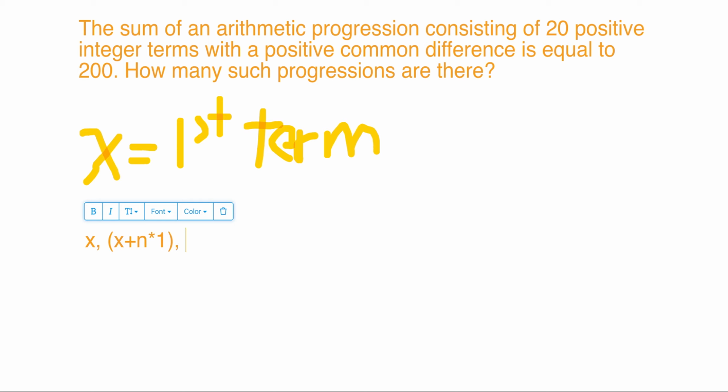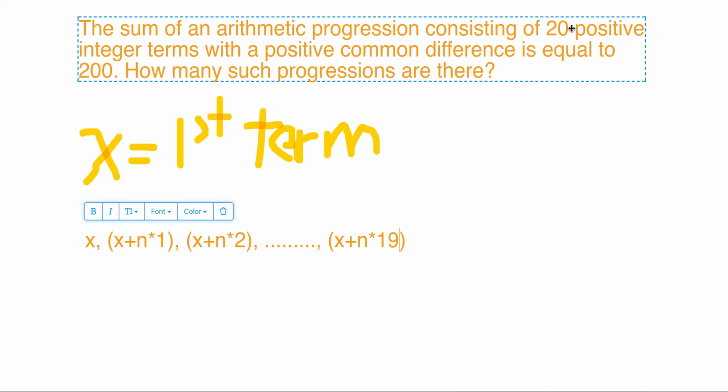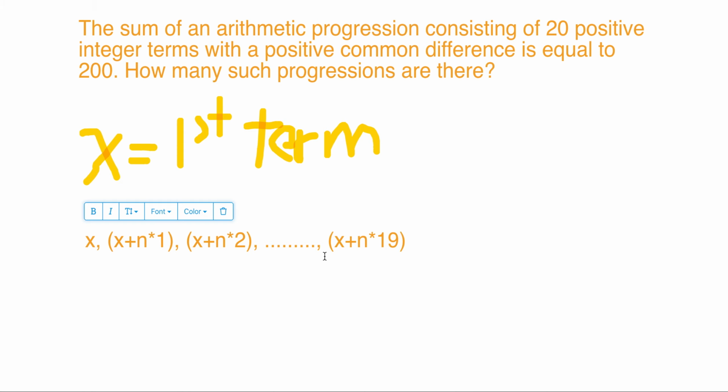What's the next number in the term? The next number would be, in brackets, x plus n times 2. And so on, until we get to the end, which is x plus n times 19. Why stop there? Because there are only 20 terms. This is the first number, this is the second number, that's the third number, and so on. Since we're increasing by positive integer terms, we are going up.